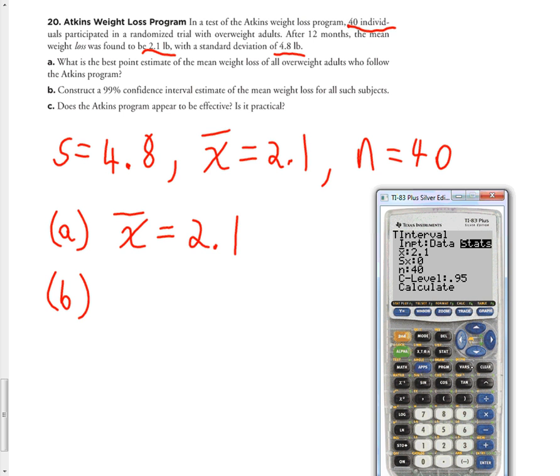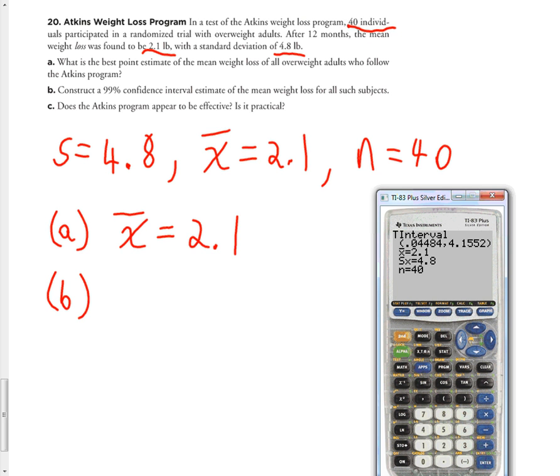The sample standard deviation, s, is 4.8. n is 40. It's the same as in the last example we did, apparently. And for the confidence level, we want a 99% confidence level, so I'm going to put 0.99 for my C-Level. Then I hit calculate. It thinks for a while, and then it gives me this interval.